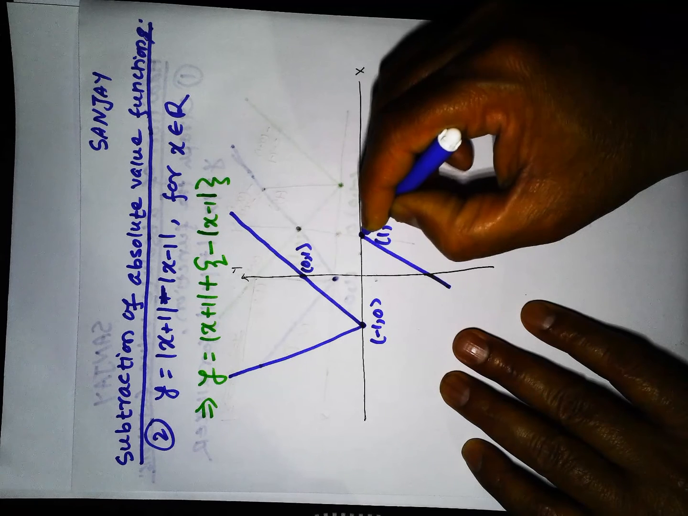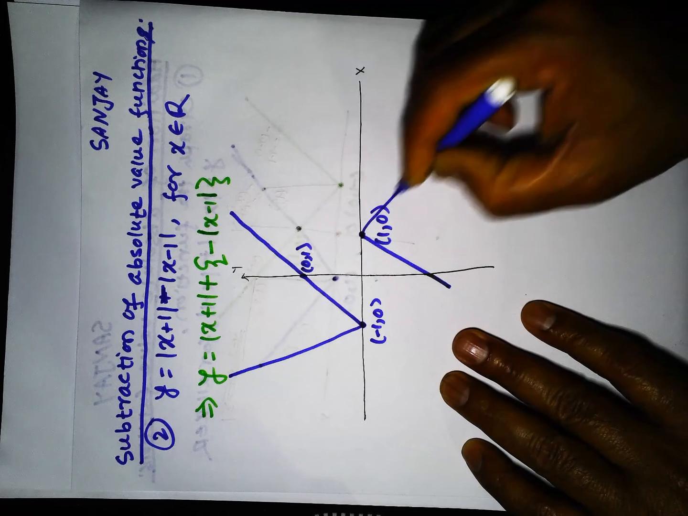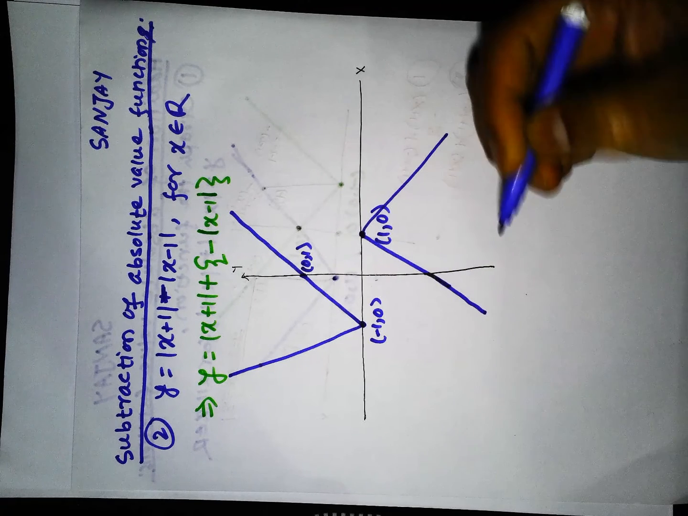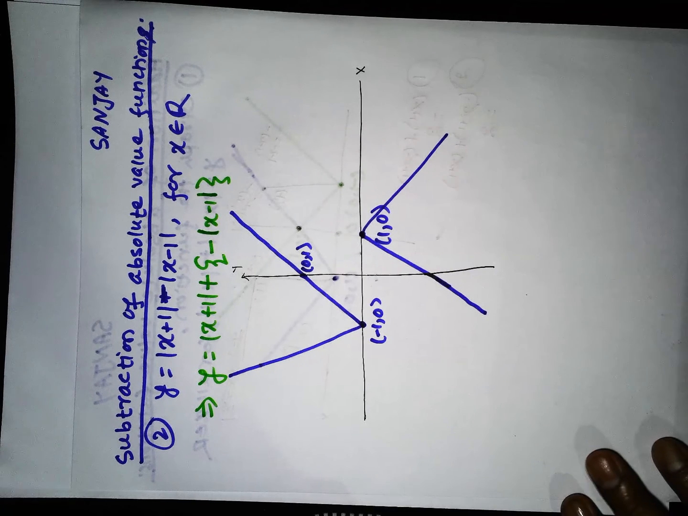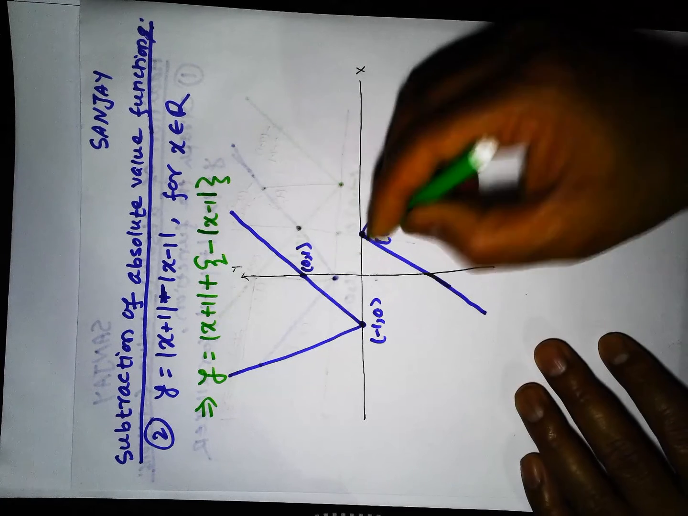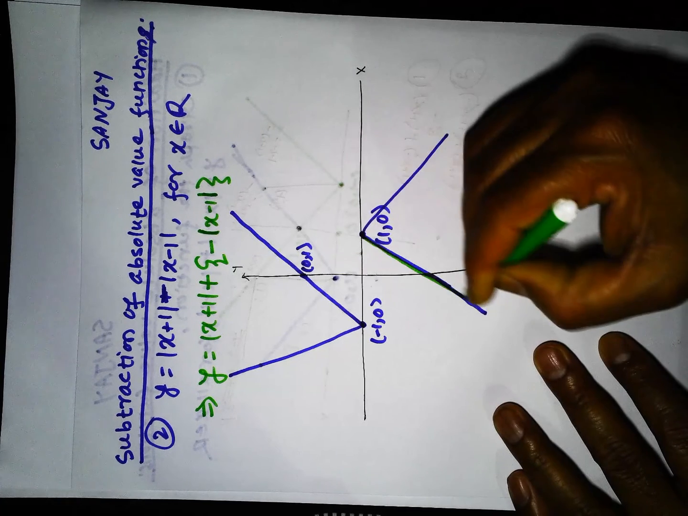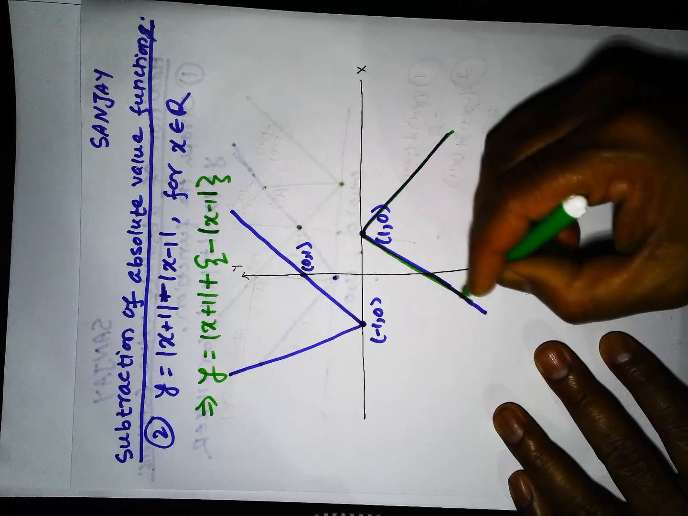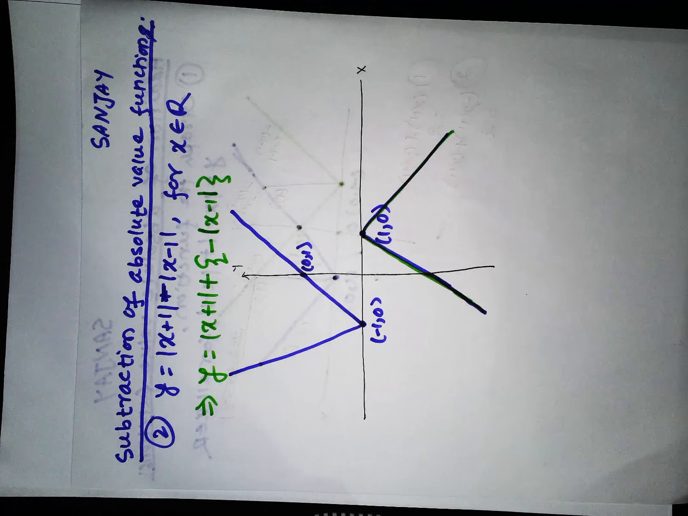Okay, I'll take enough space, the graph will be like this. Now let me change the color so that it will be clear. Okay, yeah, so this is the inverted graph than before.